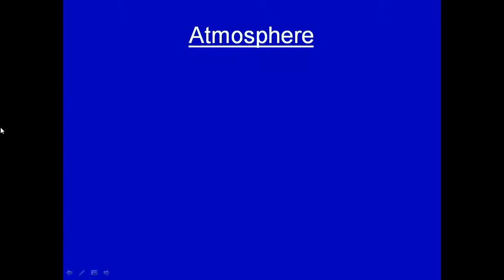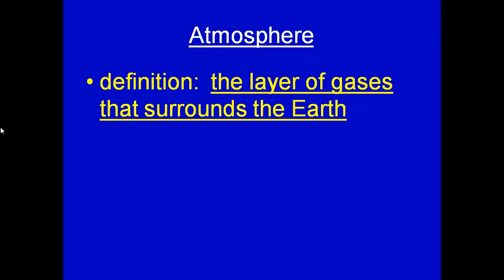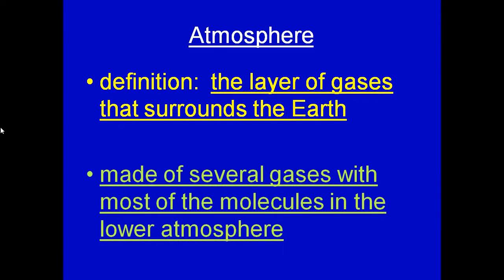Now, the atmosphere. The atmosphere is defined as the layer of gases that surround the Earth. There are several gases making up the atmosphere, most of which contains molecules that are located in the lower part of the atmosphere.